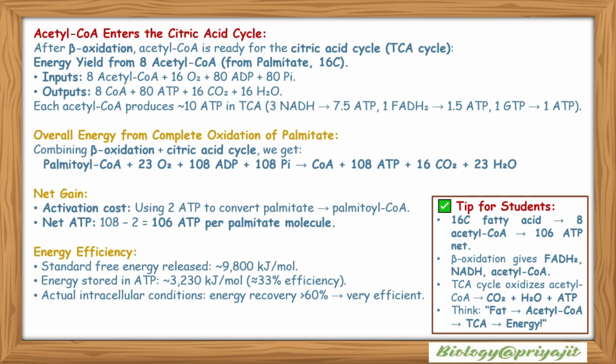Acetyl-CoA then enters the citric acid cycle, and the energy yield from 8 acetyl-CoA: the output is 80 ATP, 16 carbon dioxide and 16 molecules of H2O. This is the overall energy from complete oxidation of palmitate. So 108 is the gross gain, and 2 ATP are utilized to convert palmitate to palmitoyl-CoA. So net gain is 106 ATP per palmitate molecule.